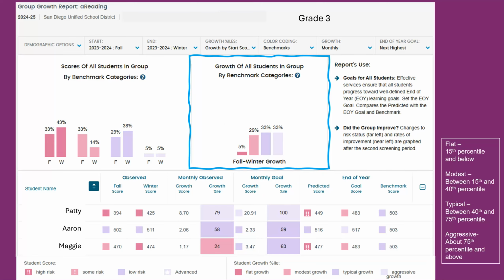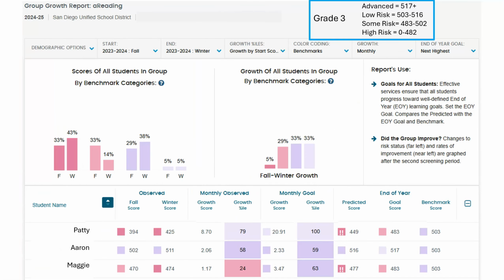Let's take a closer look at Patty. In this chart, her growth percentile is 79%, which places her in the aggressive growth category. Her box is colored light purple, indicating that, compared to other third graders nationwide with similar starting scores, she performed very well from fall to winter. Nevertheless, we can't forget that if she continues at this rate, she will still end up at high risk.